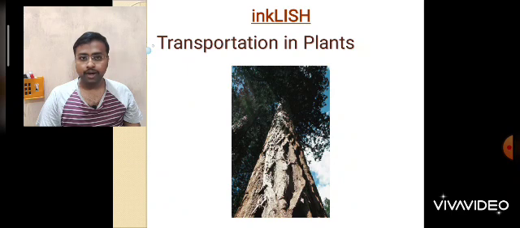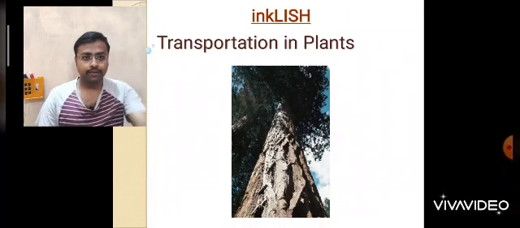to each and every part, and that's why some of the animals, especially vertebrates, have a specialized system for the transportation. Just like animals, plants also have specialized tissue for the transportation. We will study the pathway through which transportation takes place in plants, and we will also see some of the theories which will explain how transportation takes place in plants.